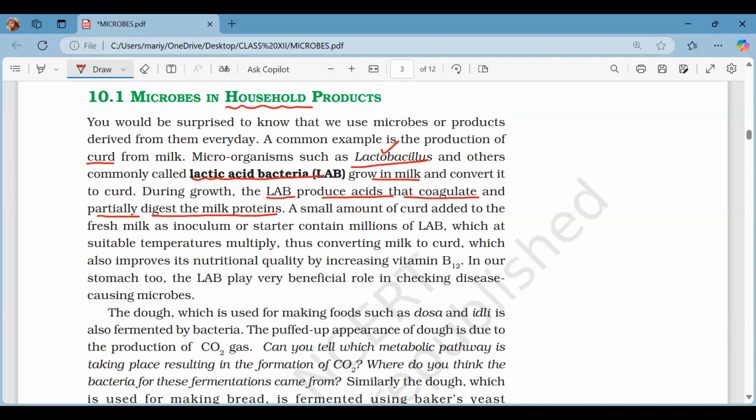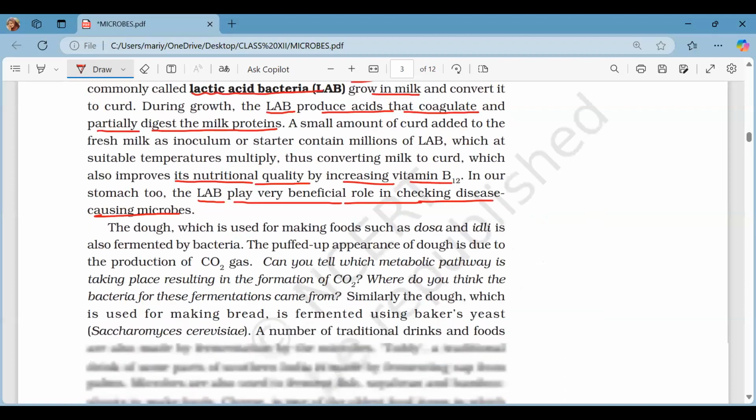During this time, its nutritional quality is enhanced by increasing the vitamin B12 in it. That is why curd is better than milk. Now in our stomach too, the lactic acid bacteria play a very beneficial role in checking disease-causing microorganisms. They are present in our gut as well. So this was the first example.